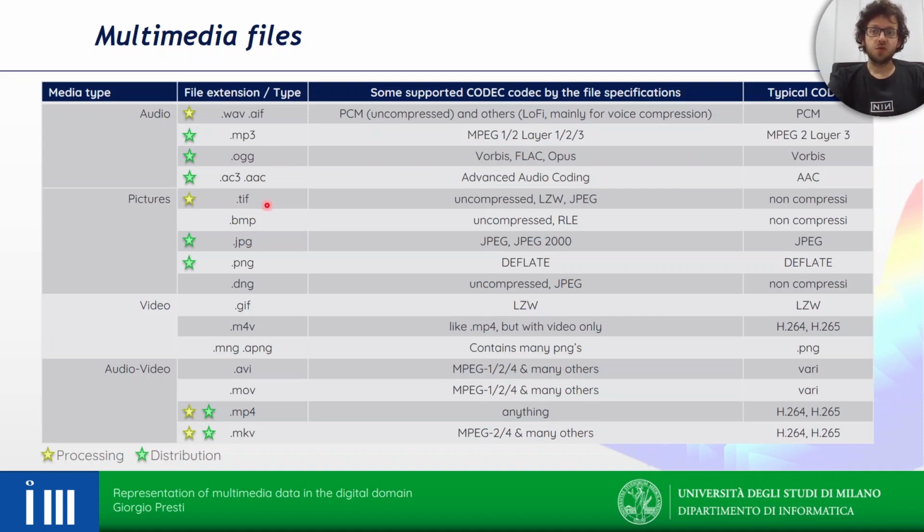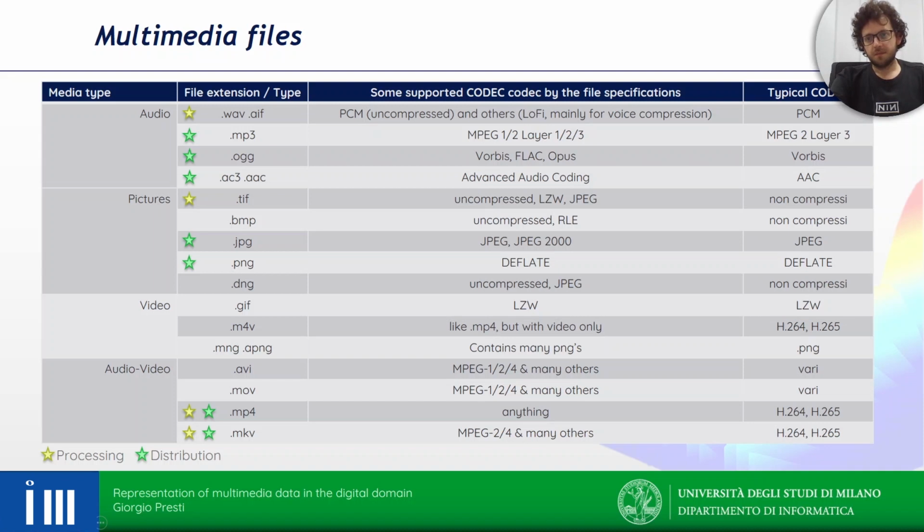For pictures, we usually work with TIFFs or native formats of graphic software, which can handle uncompressed or lossless compressed data. But we usually distribute JPEGs, which have a lossy compression, or PNGs, which have a lossless compression. I personally suggest the PNGs because they have a very efficient lossless compression.